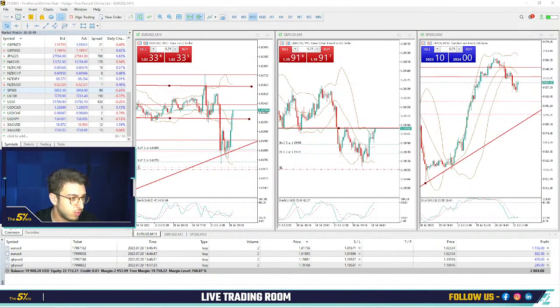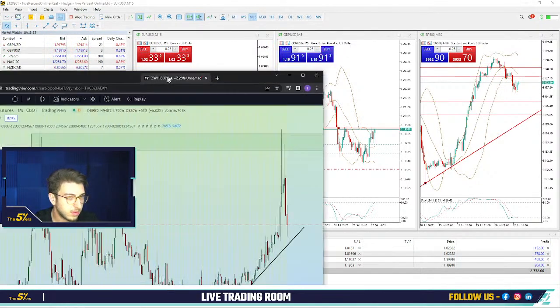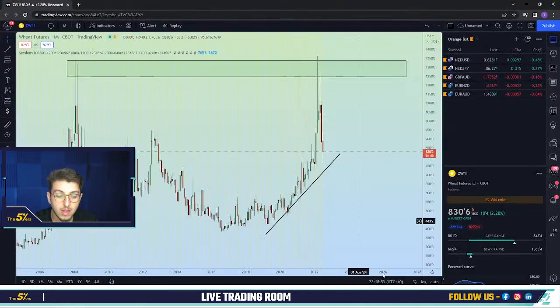ZW is the future of wheat. I already showed you this chart, but the wheat, and it was the same in soybeans as well, went up until that spot. And this zone was the top of 2008. The market went into that zone, made several tests here, and then got down.